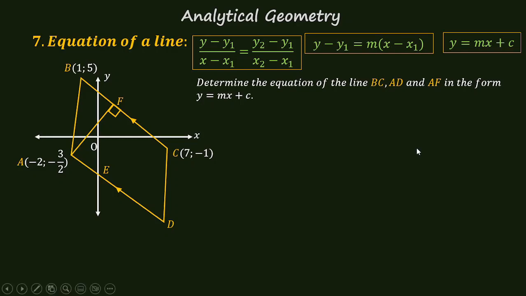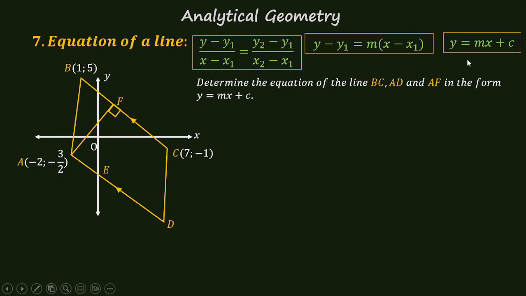In some instances, you may be given a point and a gradient, and this is very common. When you are given just 1 point on a straight line, and there is a way for you to calculate the gradient, or the gradient is given to you as a value, then you can use this gradient-point form to determine the equation of that straight line. This is given by y minus y1 equals m times x minus x1. That's when you are given the value of the gradient and a single point on the straight line.